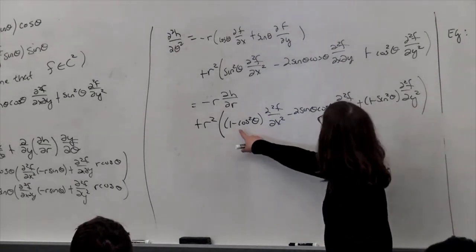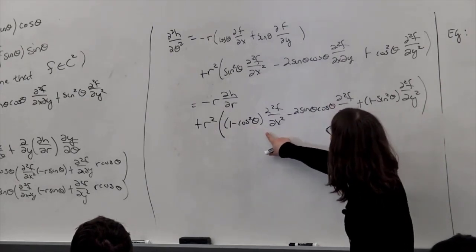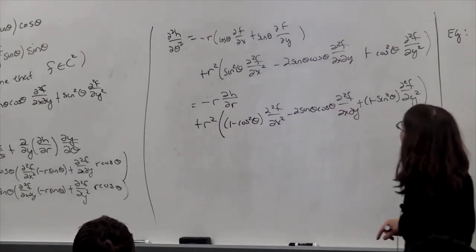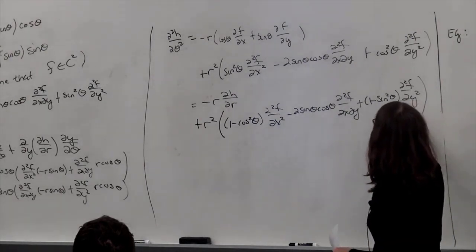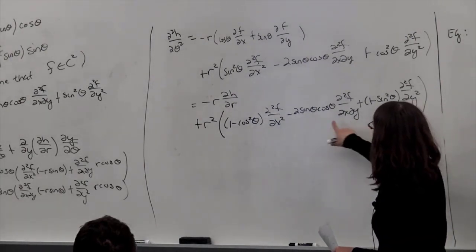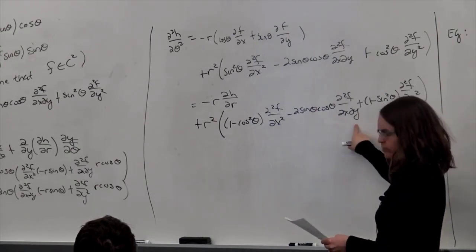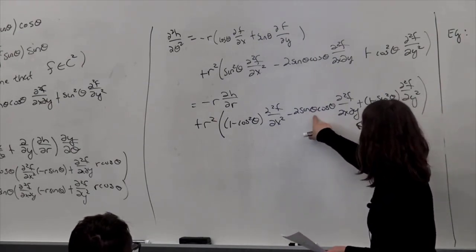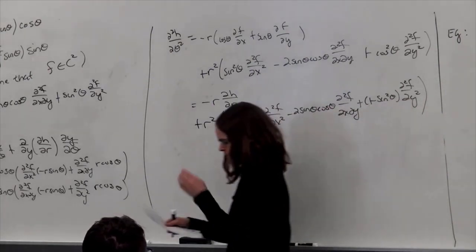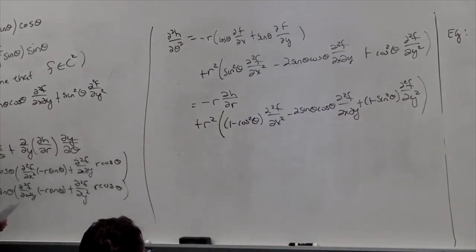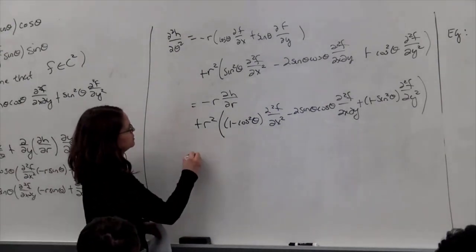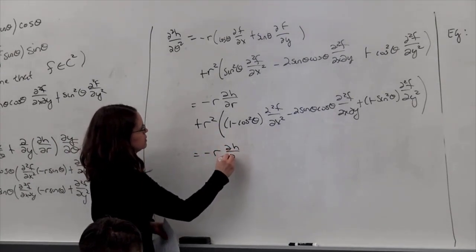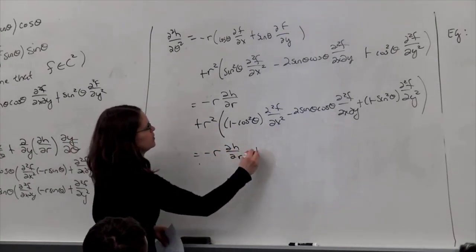So what do I have here? With a negative in front of it, I have a cos squared theta d squared f by dx squared. All right. Sine squared theta d squared f by dy squared. And the mixed sine cosine term times this mixed partial. And this is going to look an awful lot like, so let's take the part I care about.